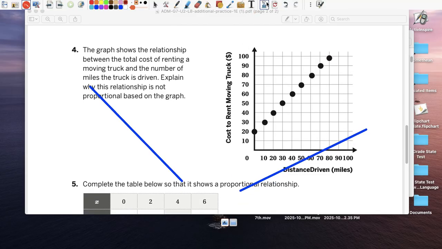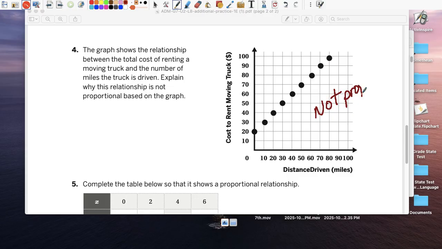We already know visually, clear page. We already know visually, not proportional. Not proportional because it does not go through the origin.